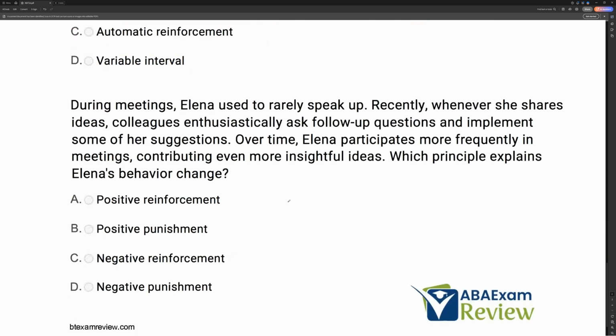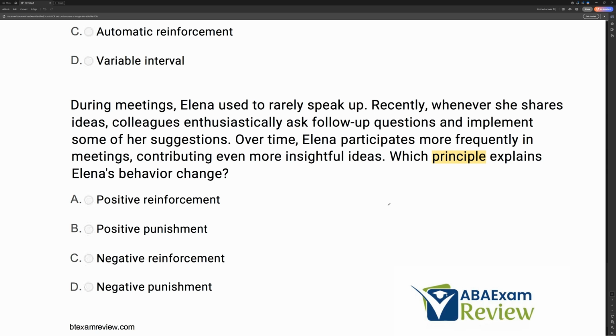During meetings, Alina used to rarely speak up. Recently, whenever she shares ideas, colleagues enthusiastically ask follow-up questions and implement some of her suggestions. Over time, Alina participates more frequently in meetings, contributing even more insightful ideas. Which principle explains Alina's behavior change? Okay, another behavior principle question, and the behavior change principles, the three main ones, are reinforcement, extinction, and punishment.